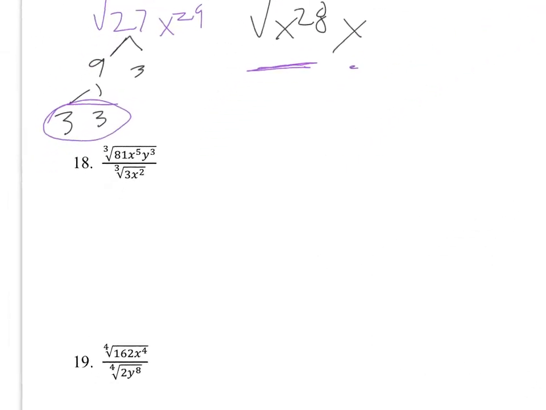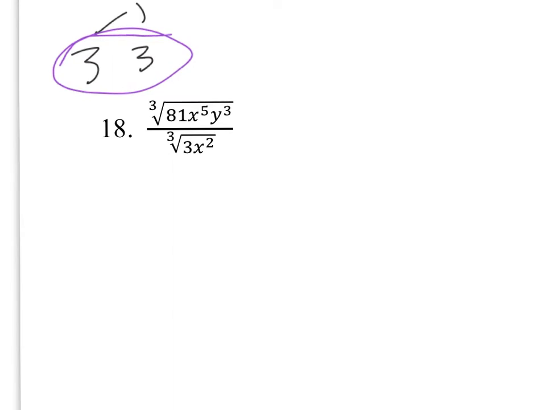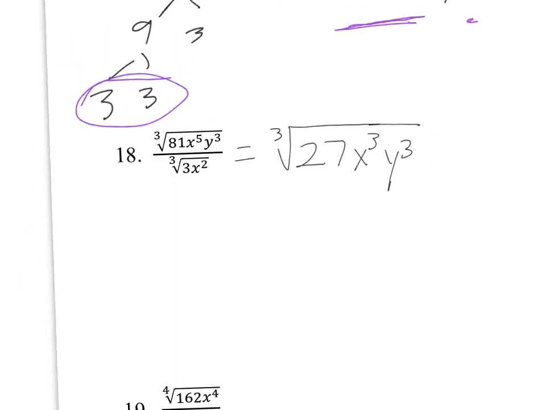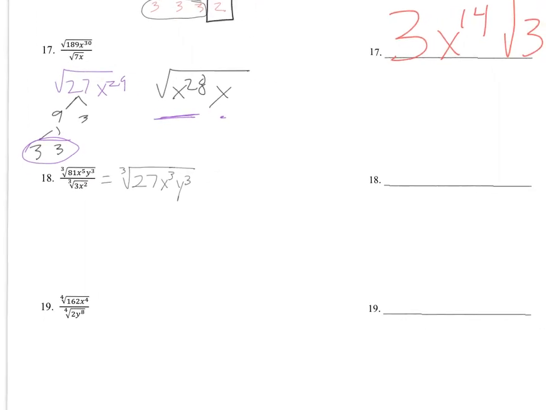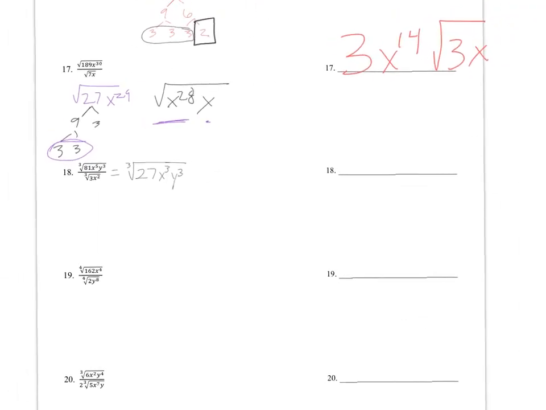Next one, looking at my fraction, can I simplify? Well, golly, I sure can simplify that. This is what it simplifies down to. Now again, there's some numbers you should just know the cubic root of, and you should just know the cubic root of 27. Cubic root of 27 is 3. The cubic root of x cubed is x. Cubic root of y cubed is y.